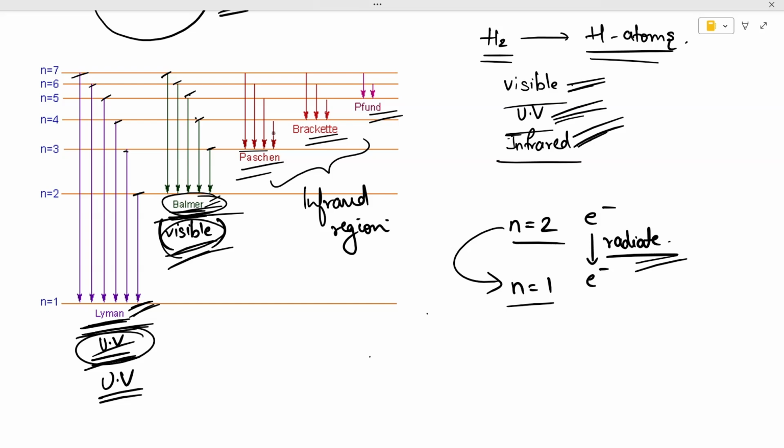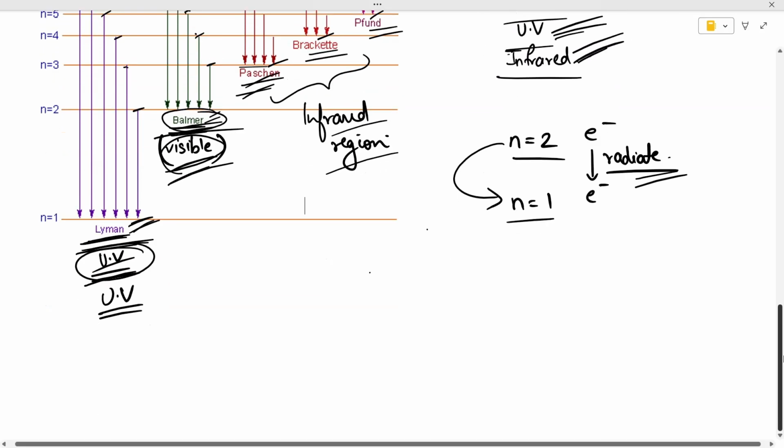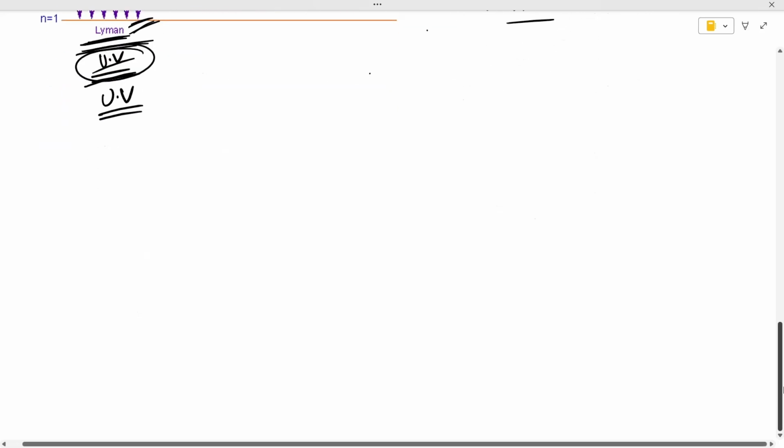If an electron moves from a higher orbit towards the third orbit, we call it the Paschen series. If it moves from a higher orbit towards the fourth orbit, we call it the Brackett series. If it moves from a higher orbit towards the fifth orbit, we call it the Pfund series. These will emit light that lies in the infrared region. The wavelength of light emitted will lie in the infrared region, and this is known as the atomic spectra. I hope you must have understood this.